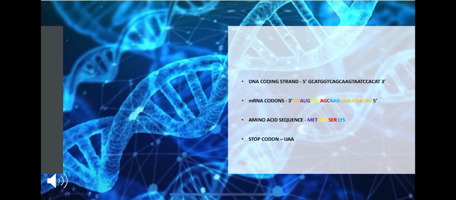Next, GUC, which is code for valine. Next, AGC, which is code for serine. And then AAG, which is code for lysine. Then our stop codon is present, UAA.